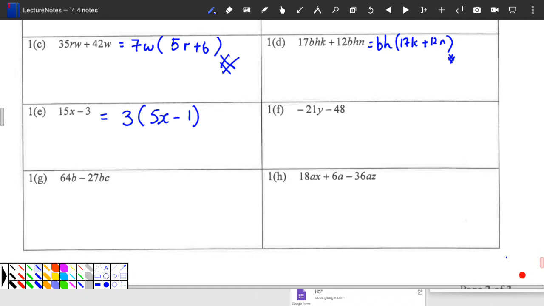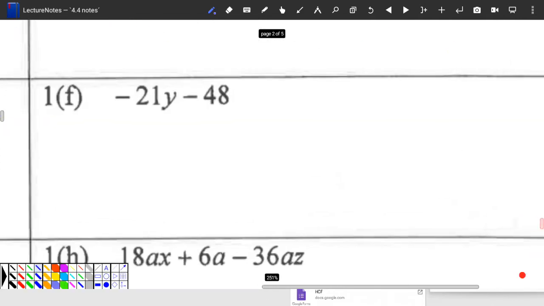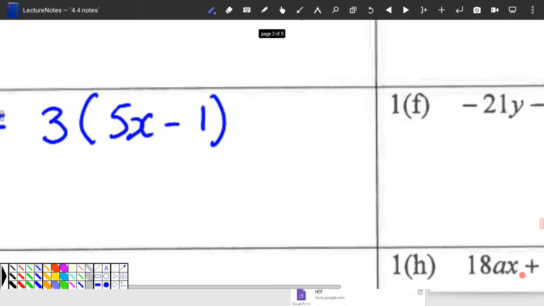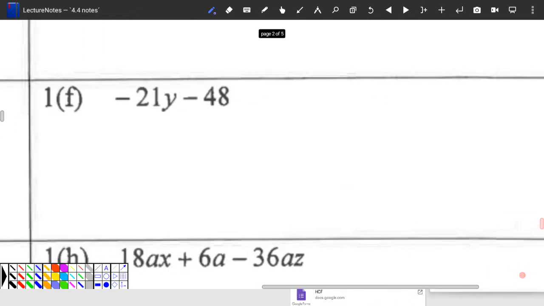Okay, E, the answer is this. Look at F. Everyone look at F. Everyone put down your pen and look at the board. Many of you wrote down 3 bracket negative 7y minus 16.